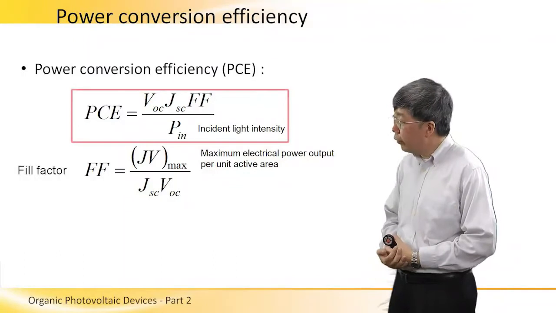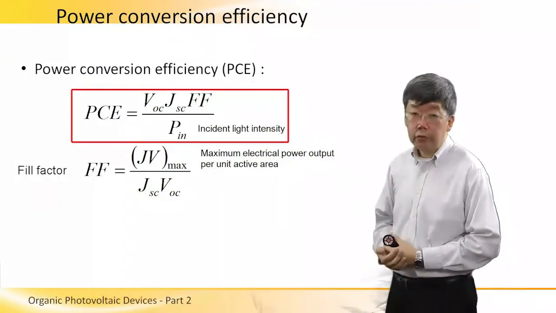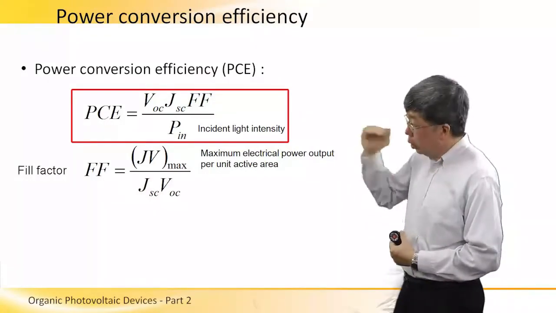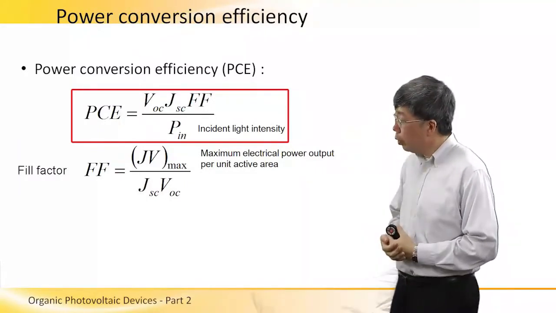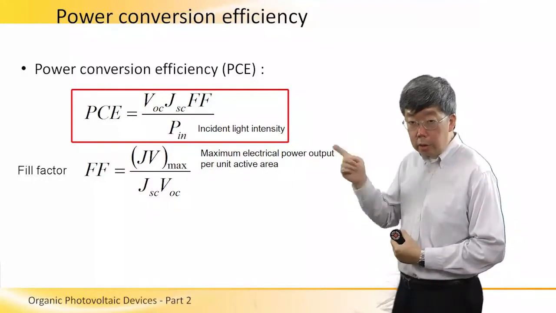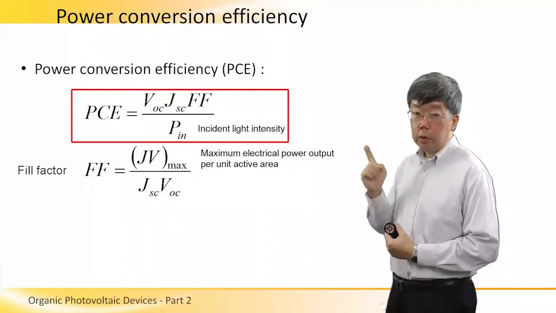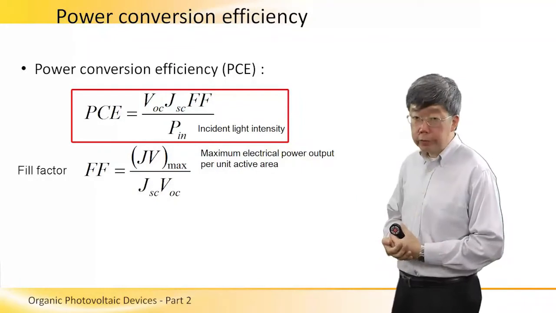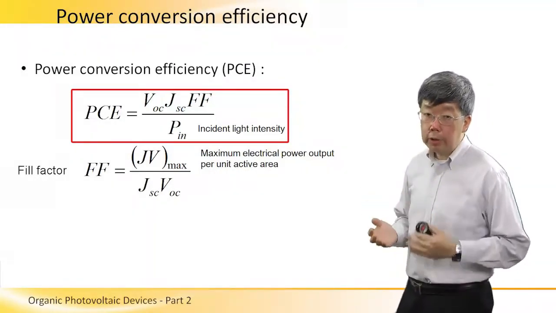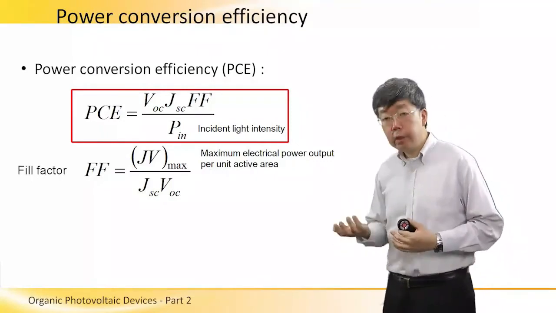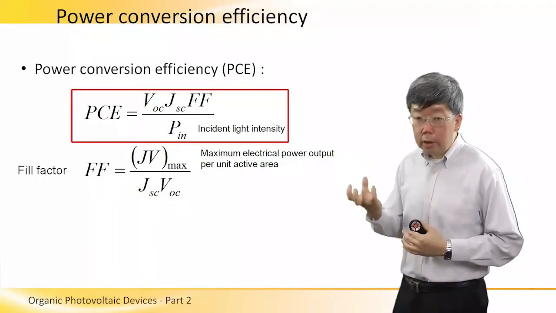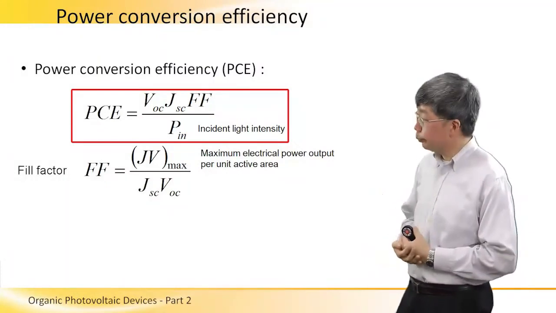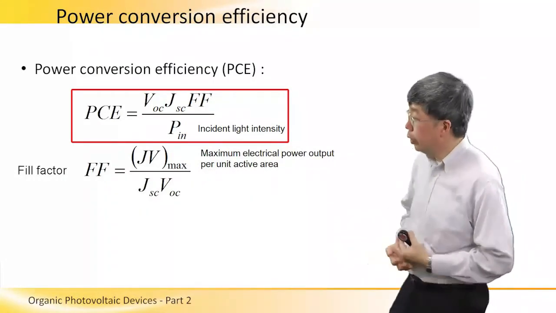The PCE can be found by using the first equation on this slide. What we do is we divide the product of the VOC, the JSC, and a third quantity called the fill factor. We divide the product of these three by the incident light intensity. This incident light intensity is basically the intensity of the simulated solar light source, and it is measured in watts per centimeter square.